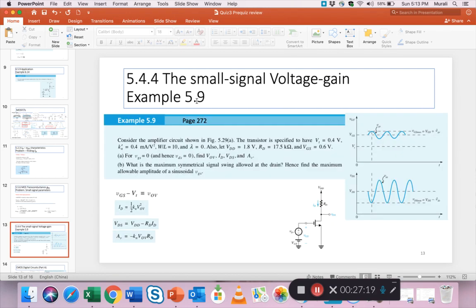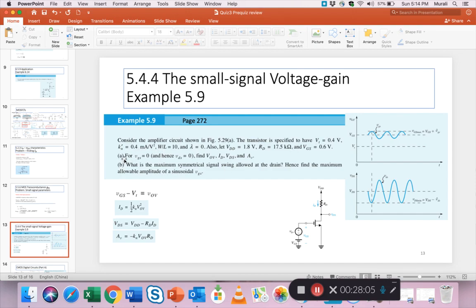I have one more problem, and this is example 5.9 from the textbook. Same thing, we are given this circuit which has the small signal source, and it has the biasing battery voltage, and there's of course a VDD and a drain resistor. Consider the amplifier circuit shown here. The transistor is specified to have all these values. Vt is given, Kn prime is given, W by L is given, lambda is 0, so that's nice. Let VDD equal 1.8 and RD is 17.5, VGS is given. So almost everything we need is given.